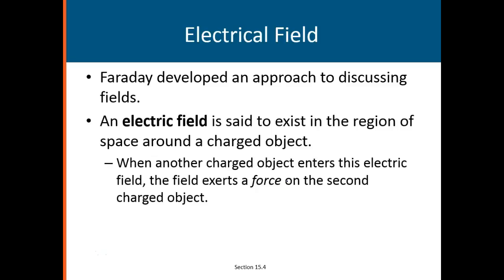Now, when another charged object enters that field, the field exerts a force on the second object. So let's say another one comes in. You want this one to be positive or negative? Negative. This one appears positive. Then it's going to be pulled in because its field lines are in this direction. This negative is here, so it's pulling it in with the force that we just did, Q1 Q2 divided by r squared. Okay? So that's what Faraday's approach to this was.